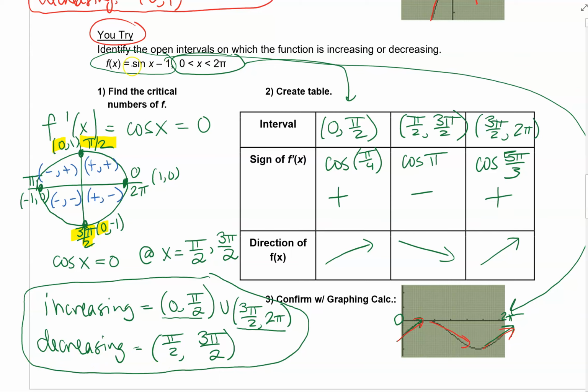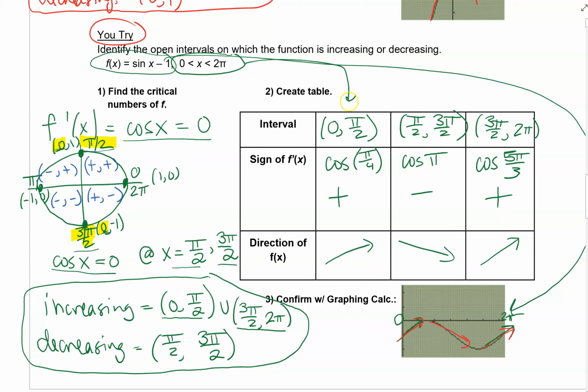So basically what you do is take the derivative of sine x minus 1, which is cosine x minus 0, and set it equal to 0. And whenever we're solving trig equations, we kind of go back to the unit circle. Cosine of an angle on the unit circle is the x-coordinate of the ordered pair where that angle would hit the unit circle. So that is 0 at pi over 2 and 3 pi over 2. So that means cosine x is 0 at pi over 2 and 3 pi over 2.